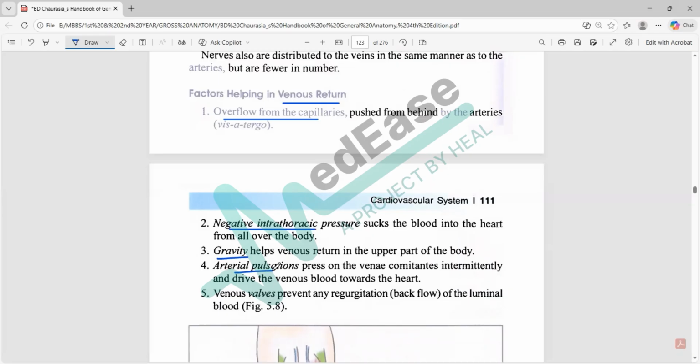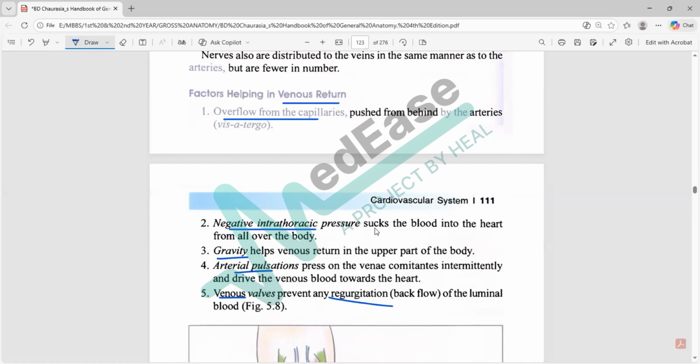Then we have the arterial pulsation. Remember, the arteries, veins, and nerves are usually bundled together as the neurovascular structure, and the arterial pulse creates a pressure which allows the veins to expand and the blood to flow much more easily through them. Then we have the most important structure of all, the venous valve, which is involved in preventing regurgitation, which means the backflow of the blood.